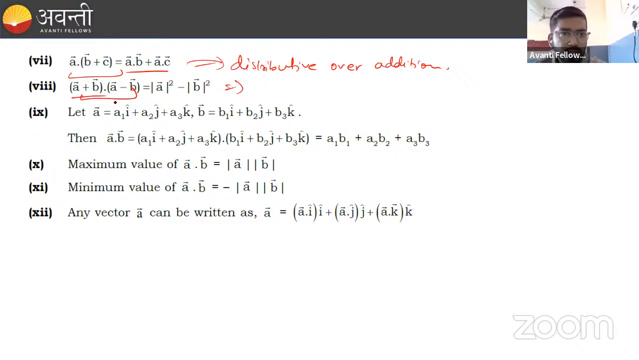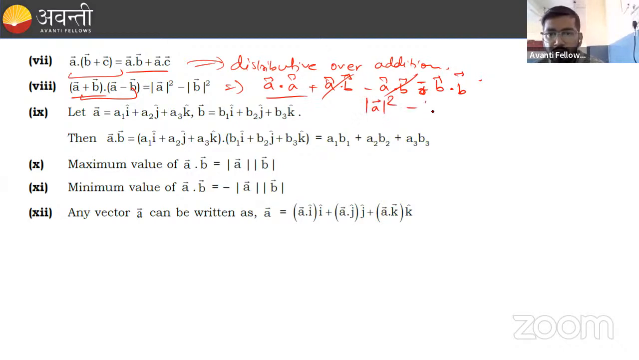What you will do here is this becomes mod of a bar dot a bar plus mod of a bar dot b bar minus mod of a bar dot b bar minus b bar dot b bar, right? So this gets cancelled, and then we get mod of a bar dot a bar, which is mod of a bar square, minus mod of b bar square, right?